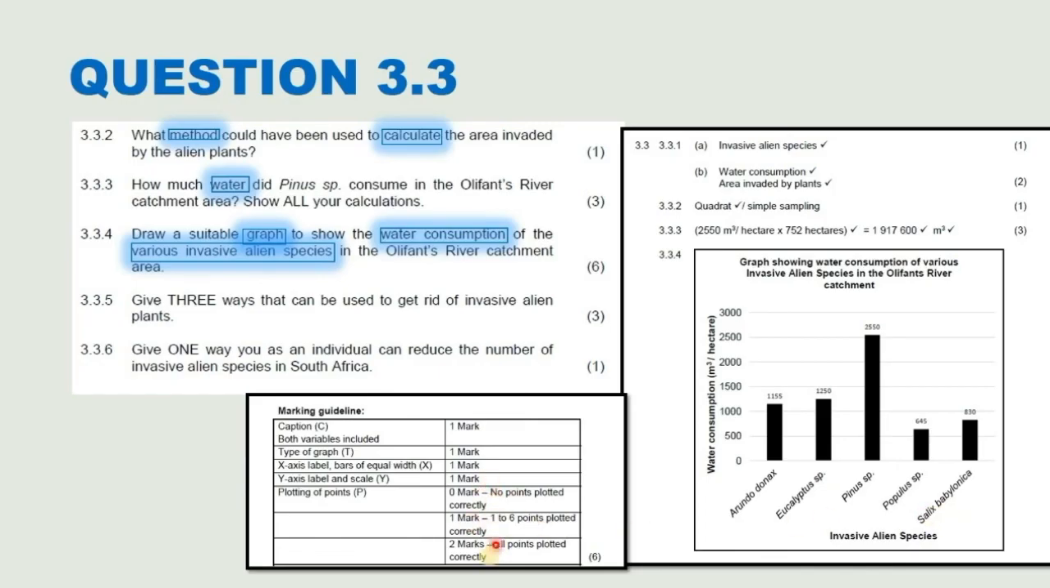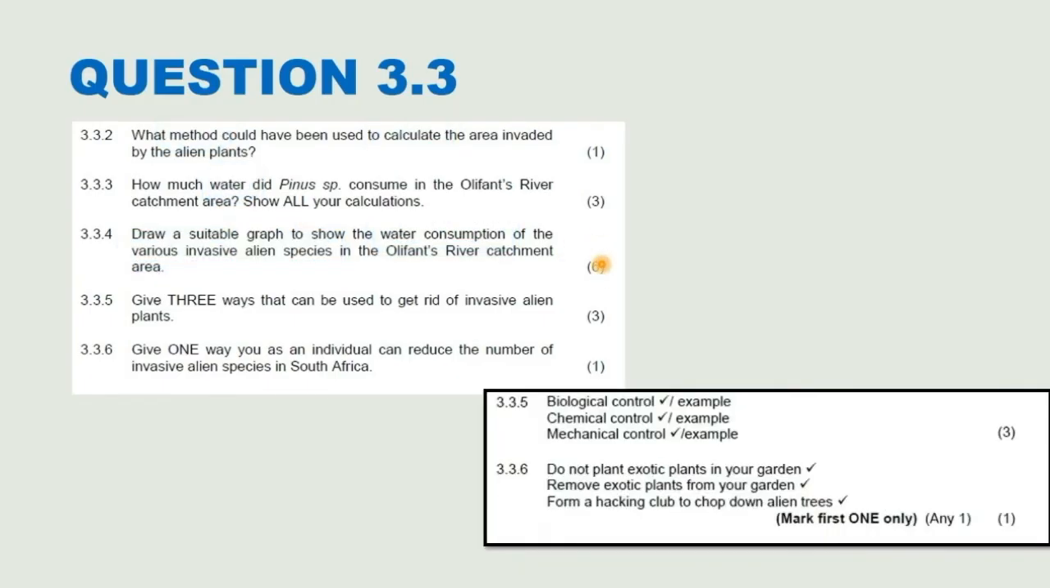Then plotting, you get 2 marks. No marks if you plotted incorrectly. 1 mark if the first 1 to 6 bars are correct, and if all of them are correct, you will receive both marks. And this was a total of 6 marks.